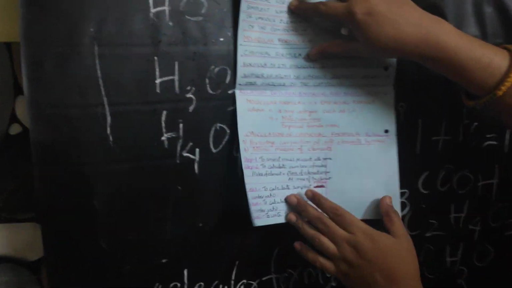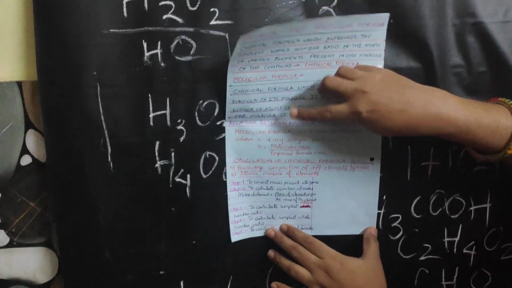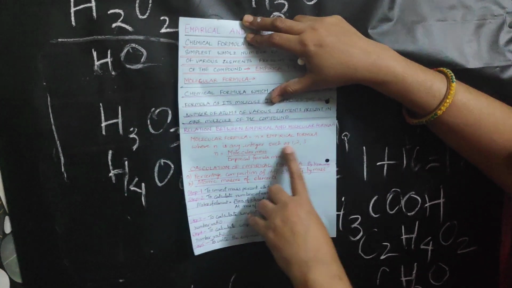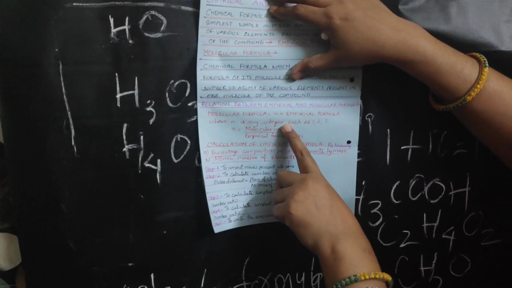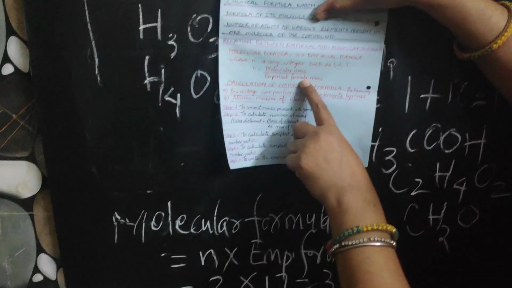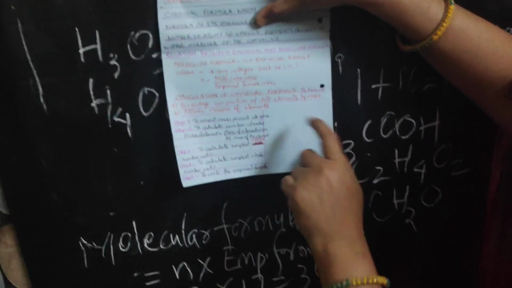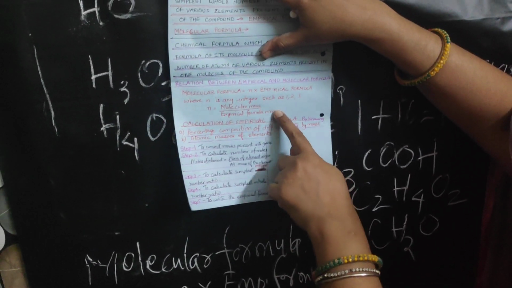Now the relation between the empirical and molecular formula. The molecular formula is n into the empirical formula, where n is any integer such as 1, 2, 3. We can find n as molecular mass upon empirical formula mass. Molecular mass is generally given, experimentally, and the empirical formula we will calculate, then add all the atomic masses of the elements to get the empirical formula mass.